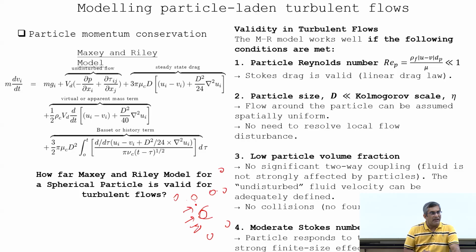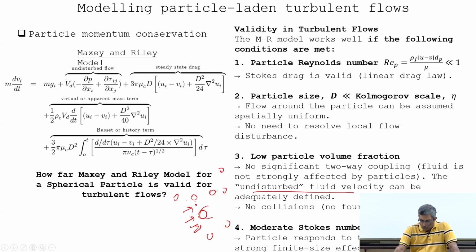So that is why the definition of undisturbed fluid velocity becomes tricky here. So what is undisturbed fluid velocity as in the previous case? Because the fluid is itself influenced by the particles. Why? Because if the loading is high, or we are in a zone where we have two-way coupling, even if there is no particle-particle interaction, if we have two-way coupling, then we will have an issue in defining the undisturbed fluid velocity.